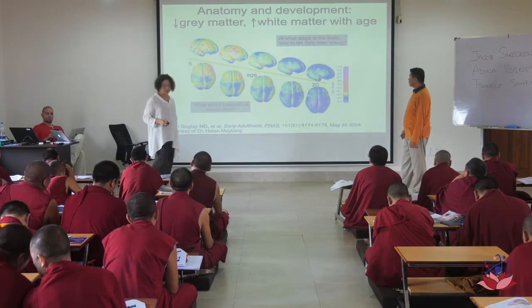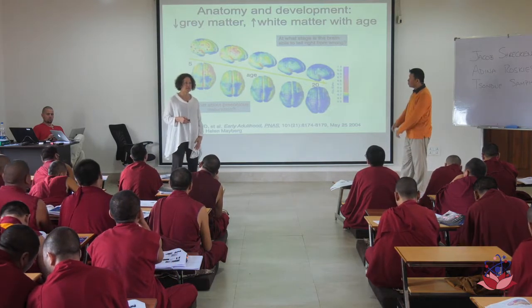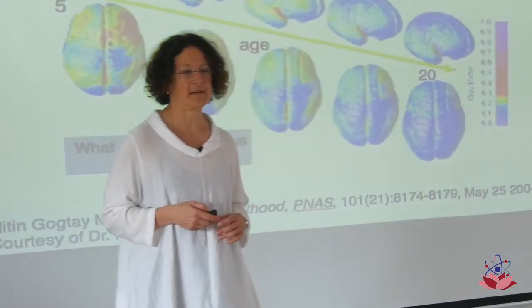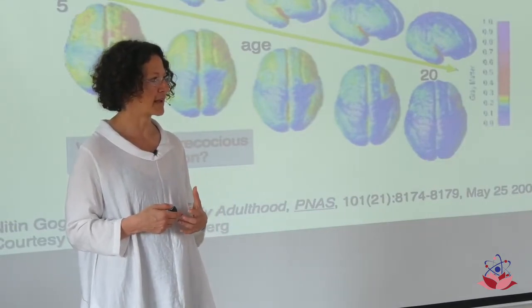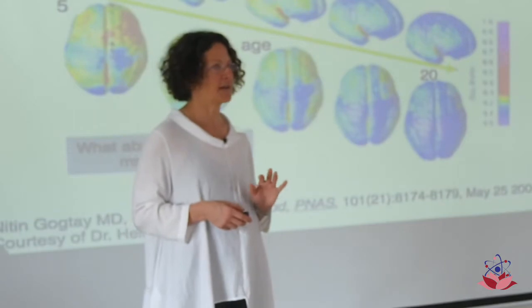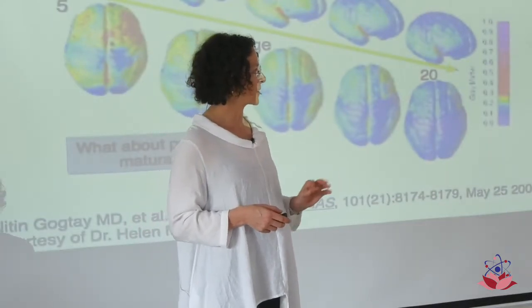And so another thing that neuroscientists have found during development is that the amount of white matter that you have grows with age. So let me tell you first what the difference is between gray matter and white matter.